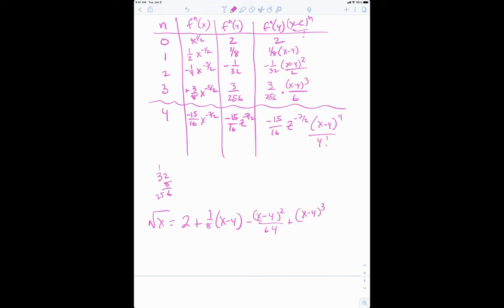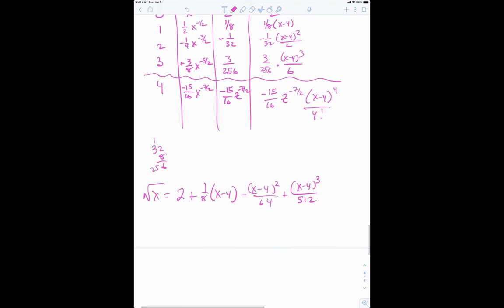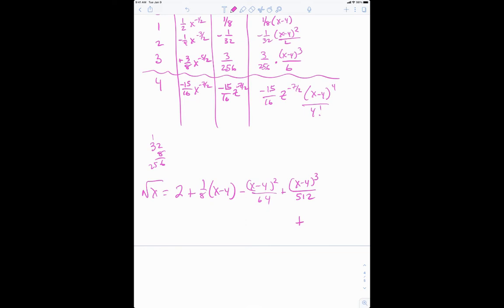X minus 4 cubed over 512 plus 15/16. And the remainder, it doesn't matter whether it's positive or negative. So it's 15/16 z to the negative 7/2 times x minus 4 to the 4th over 4 factorial. I guess I should do that. Sorry. 4 factorial is 4 times 3 is 24.